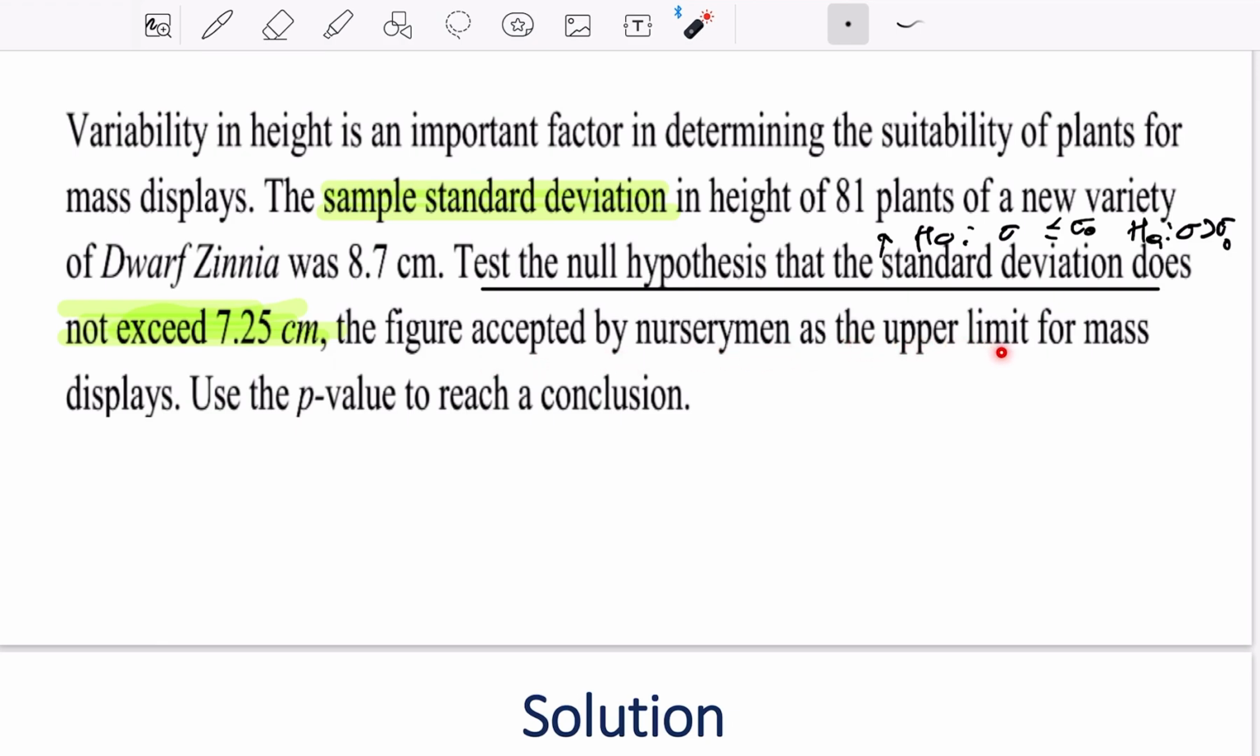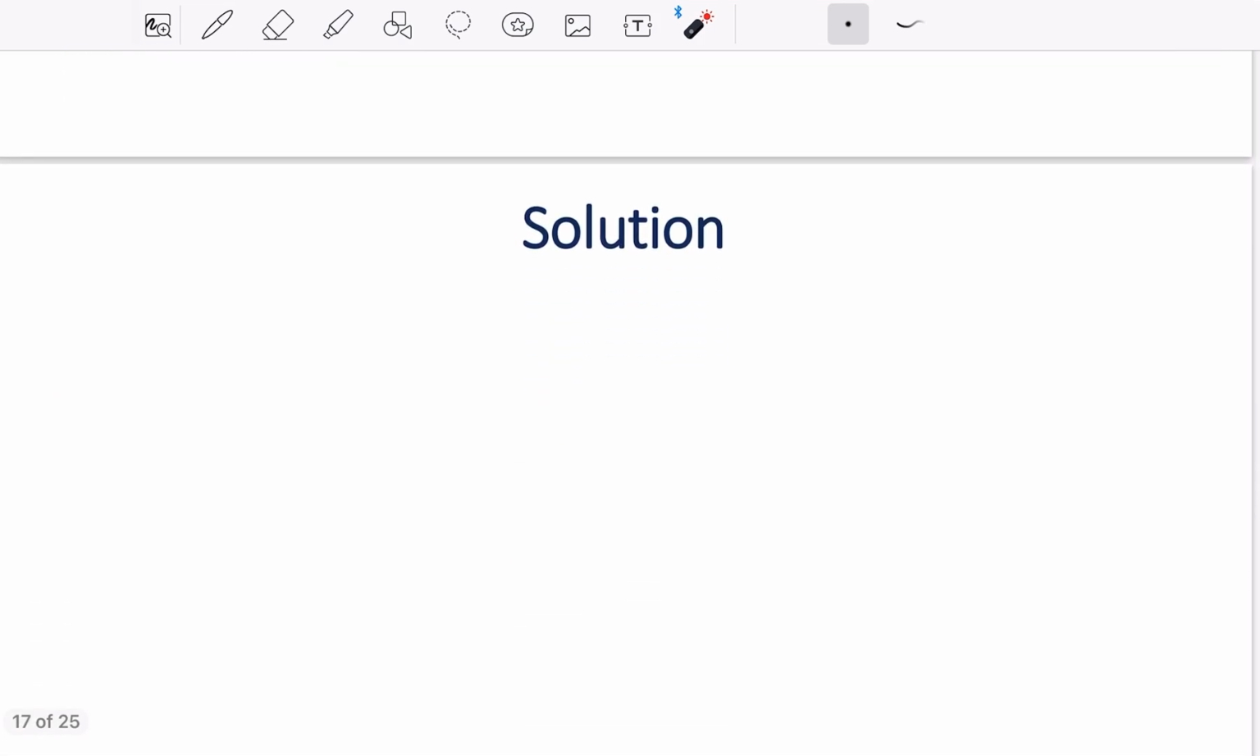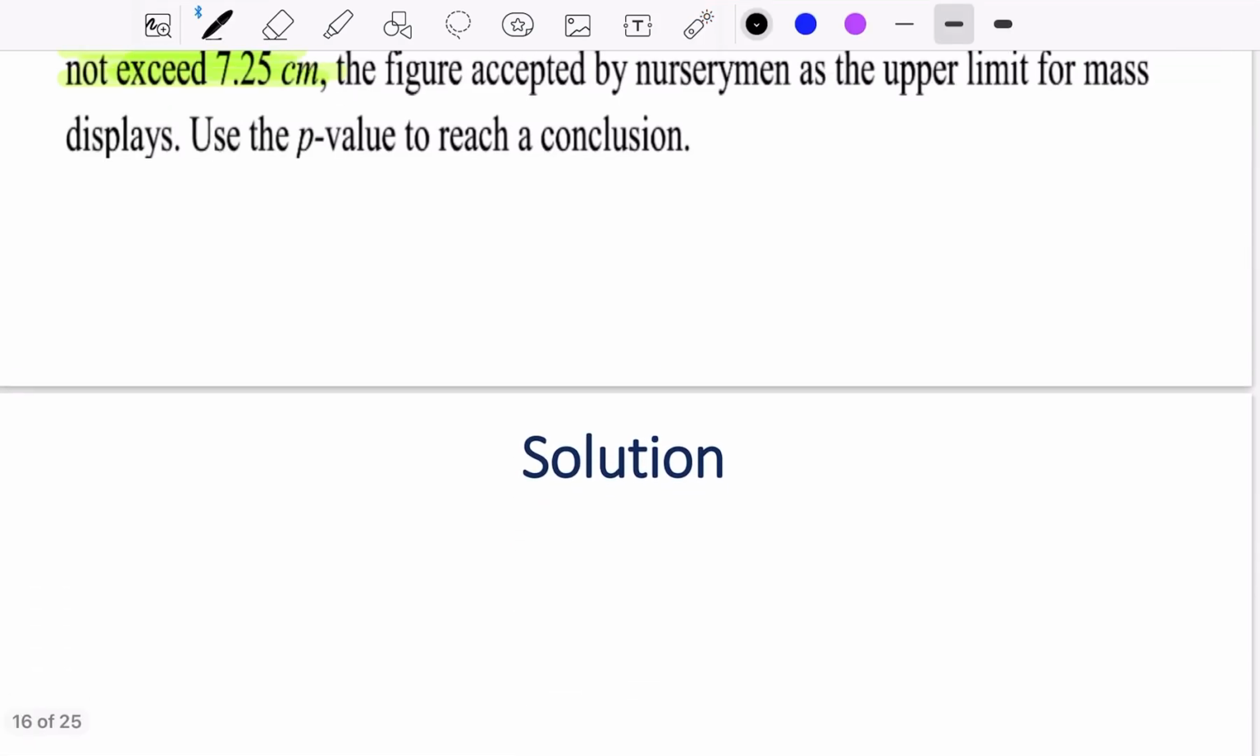Okay, so now the figure accepted by the nurseryman as the upper limit for the mass displays. Use the p-value approach to reach a conclusion. But now I'm not going to use the p-value approach, I'm going to use the critical value approach. I might give you an example of how to calculate a p-value for the chi-square at the end for the same example. Right.